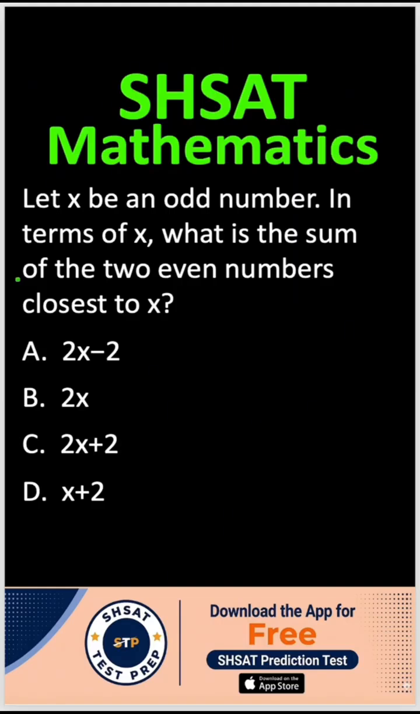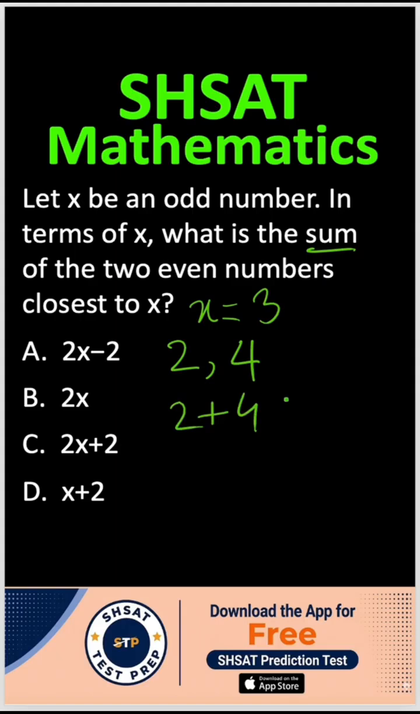Next, we have: let x be an odd number. In terms of x, what is the sum of the two even numbers closest to x? So let us assume that x equals 3. So what are the closest even numbers to 3? 2 and 4. So if we get the sum of 2 and 4, we will see that it's 6. Now notice 6 is exactly twice 3. So that means it will be 2x, and with that the correct answer is option B.